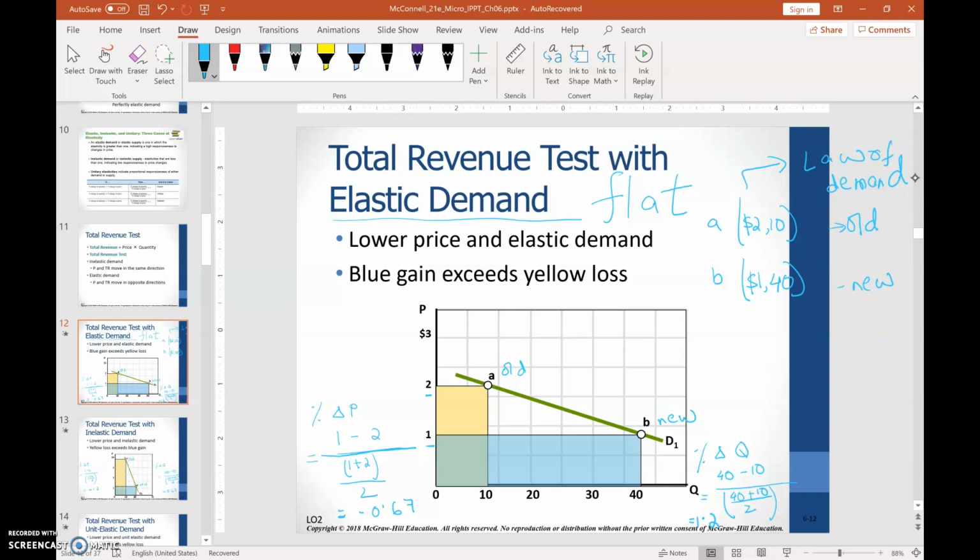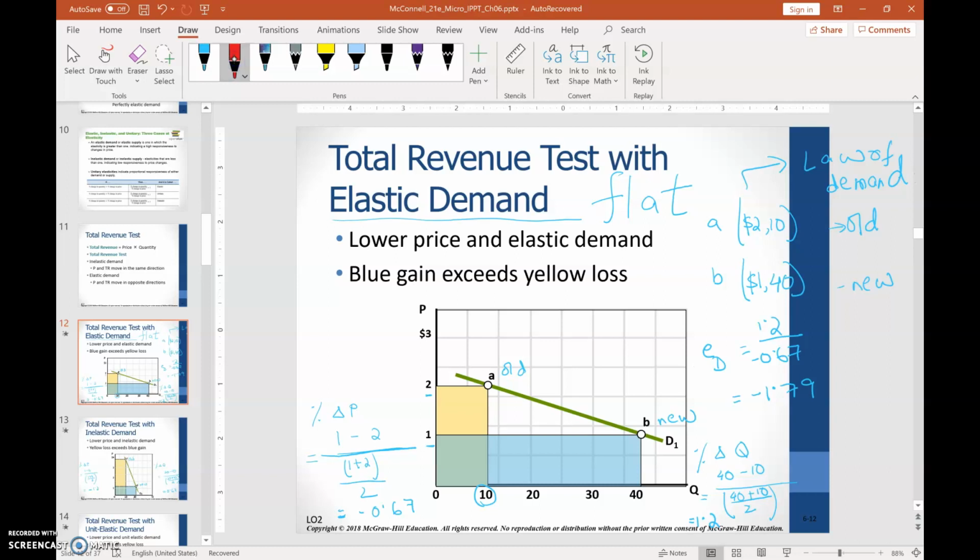I get this result as 0.67. Now over here, if you look at the percentage change in quantity, this is gonna be the new quantity which we get at point B. From that we subtract the old quantity which is at point A, that is 10 units, over the average of two quantities. I get this value as 1.2. Now, to compute the price elasticity of demand, ED is going to be 1.2 over negative 0.67. I get my result as close to 1.79, or I can say this is close to 1.8.